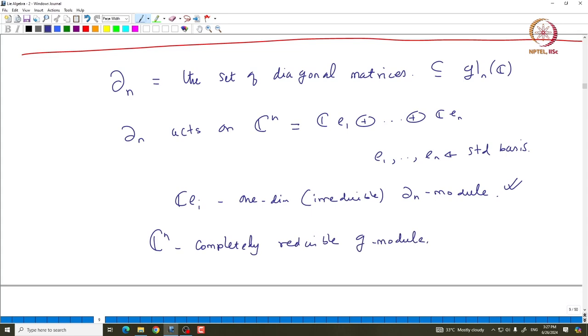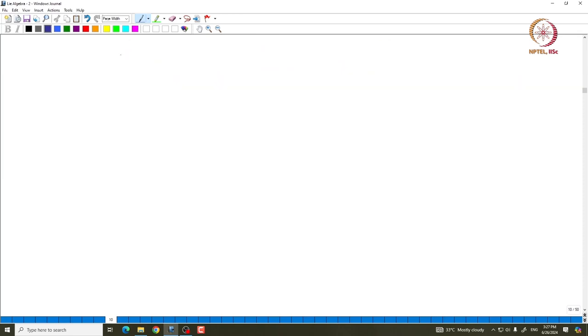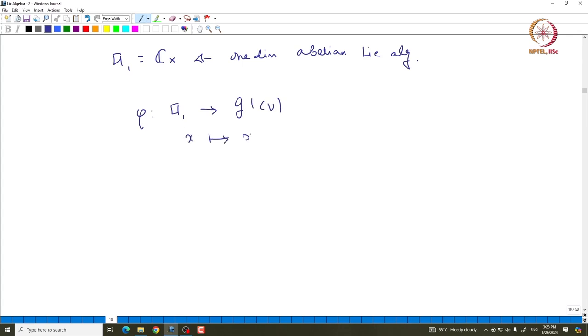Now let us try to understand this for just the one dimensional Lie algebra. If we take this A1, which is spanned by, let us say, Cx, this is the one dimensional abelian Lie algebra. If you look at its representation, it will be a map from A1 to some GL of V, where X is mapped to some X_V. Now there is no restriction. We can choose any operator and send X to that operator, and extend linearly, then you get a representation. Because [X, X] is 0, that is true, and the image will become 0, so that gives you a representation.